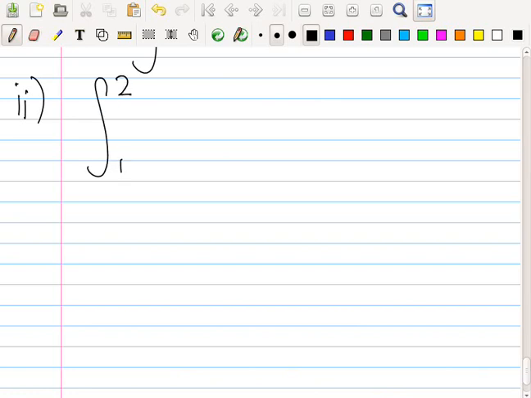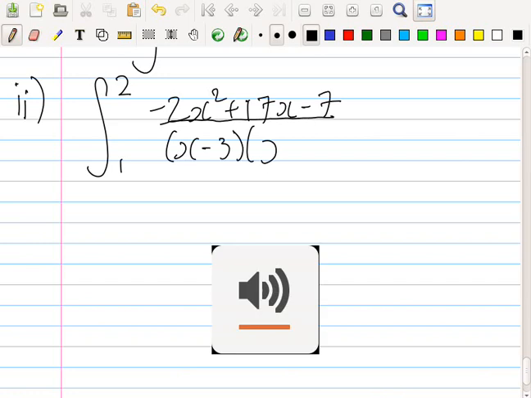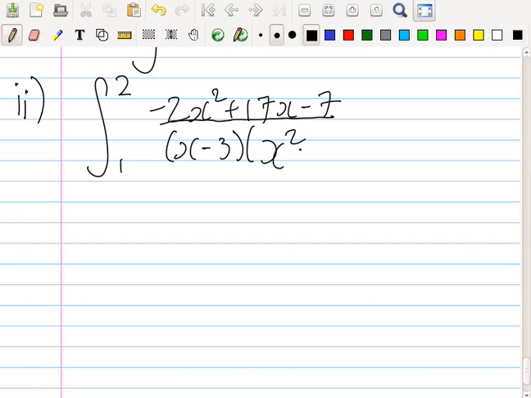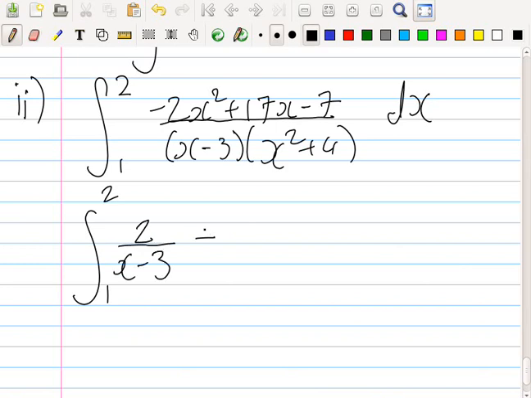The integral from 1 to 2 of minus 2x squared plus 17x minus 7 over x minus 3 times x squared plus 4, like that. Now, in fact, this here we did in the previous part where we got the a, b, and c. So I know already that I can write this as, what's a? It's 2. And b? B is minus 4. And c? 5.